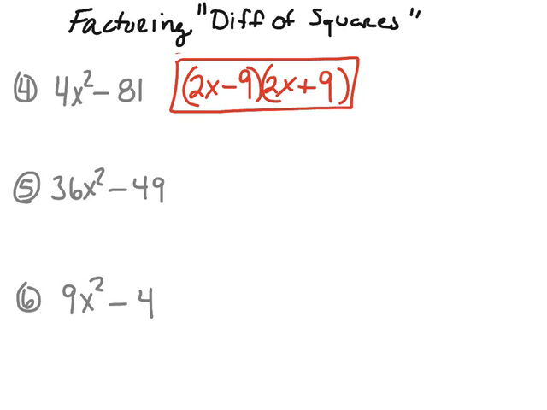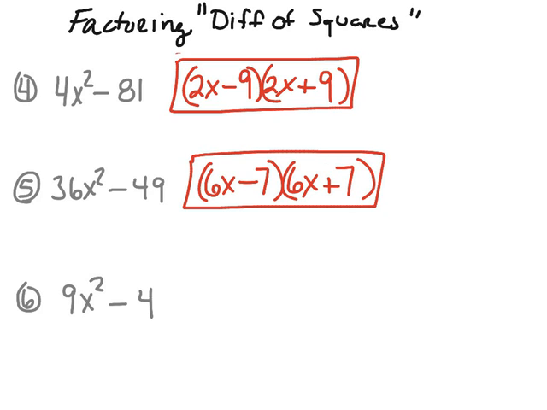Number 5, 36x squared minus 49. So again, we're going to start off with two sets of parentheses. We're going to start by taking the square root of that 36x squared, which would be a 6x. So we'll put a 6x here and another here. We're also going to take the square root of that 49, which would be a 7. So we'll put a 7 in that first set of parentheses and a 7 in that second set of parentheses. We'll put a minus and a plus, and there we have it. These are the factors of 36x squared minus 49.